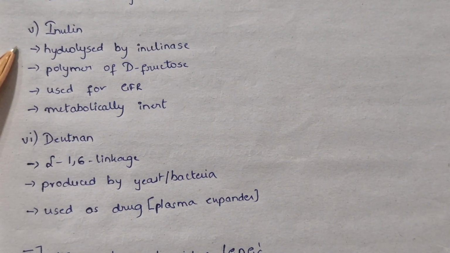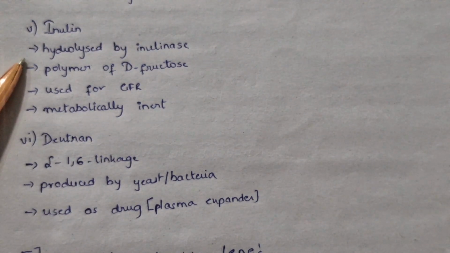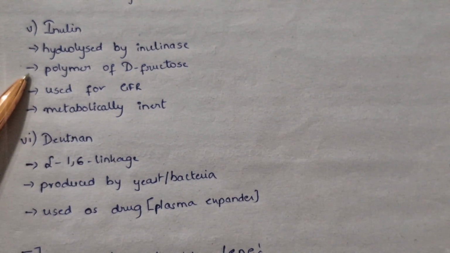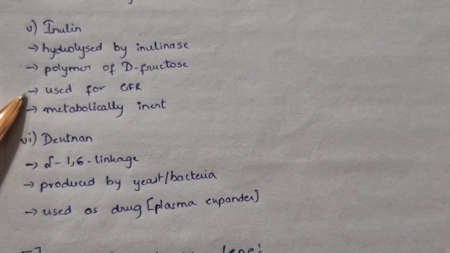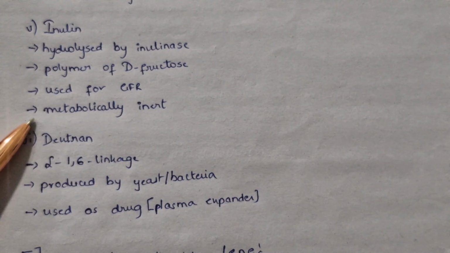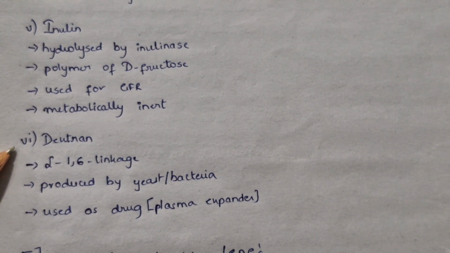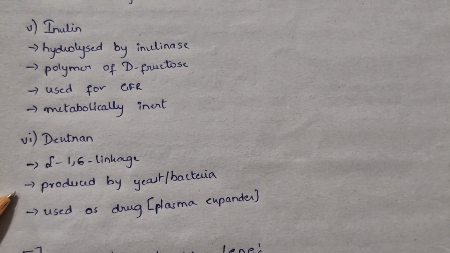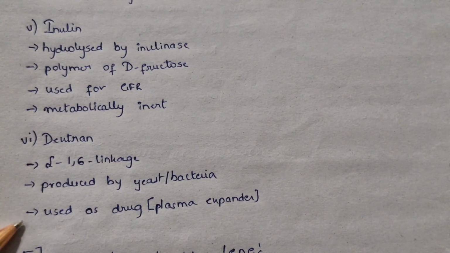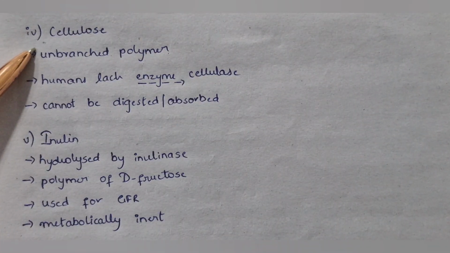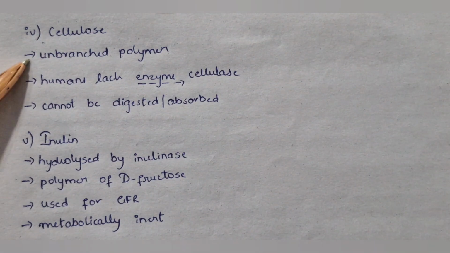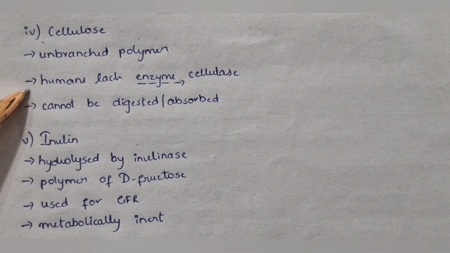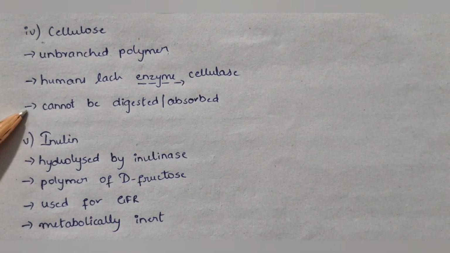The fifth one is inulin, which is hydrolyzed by inulinase. It is a polymer of D-fructose and it is used for GFR. It is metabolically inert. The sixth one is dextran. It has alpha-1,6 linkage. It is produced by yeast or bacteria and it is used as a drug, which is a plasma expander. The fourth one is cellulose. It is an unbranched polymer. Humans lack the enzyme cellulase and therefore it cannot be digested or absorbed.